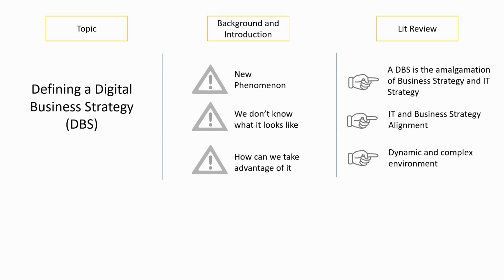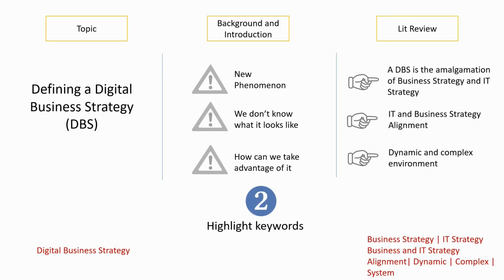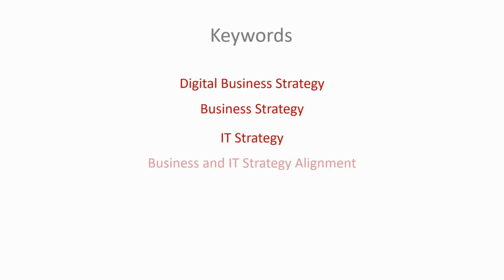Once you, at a high level, know what your project is about, you can move to step 2, which is to highlight keywords. Our topic speaks about a digital business strategy. In our background, we cannot really see keywords in this example, but you can definitely check if you have. And then in our lit review, we see quite a few. We have business strategy, IT strategy, alignment, dynamic, complex, and system. Write them down on a piece of paper somewhere. This will be very useful when you have to search for your framework.